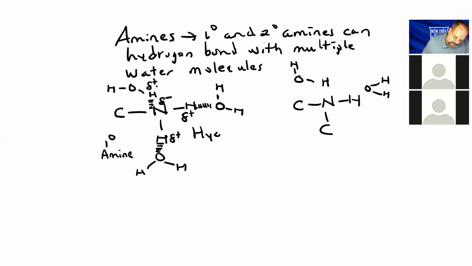What do you have there? You have hydrogen bonding. In total, how many hydrogen bonds would you have for a primary amine per molecule? You would have 3.